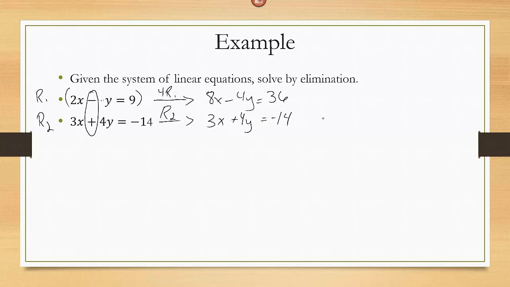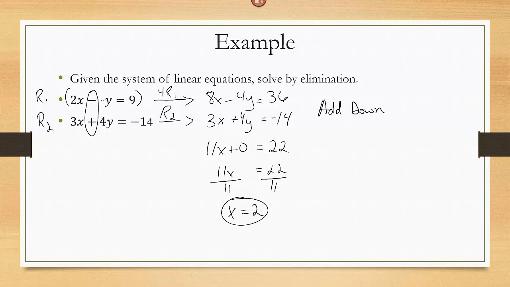So now let's add down. So 8 plus 3, that is 11x. Negative 4 plus 4, that's 0. So plus 0 equals 36 minus 14, that is 22. Okay, so then we're left with 11x equals 22. We need to divide both sides by 11 because we have 11 times x. Opposite of multiplication is division, so divide both sides by 11. So x equals 2.